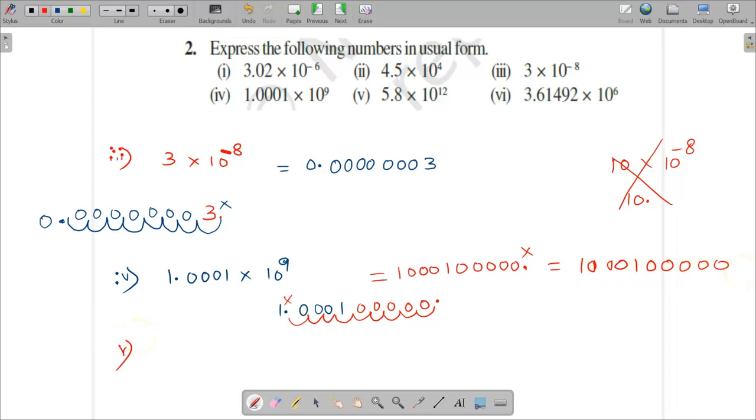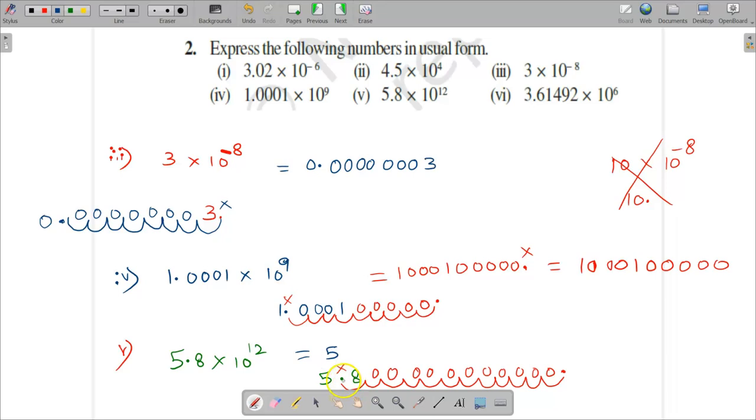Similarly, coming to the fifth problem, it is 5.8 into 10 power 12. Again it is a positive power, so we need to move the decimal point to the right side. So this decimal point will be moved to the right side 12 times: 1, 2, 3, 4, 5, 6, 7, 8, 9, 10, 11, 12. We need to introduce the zeros at each and every move, and we need to discard this decimal point, which will come at the end. So this value is equivalent to this.